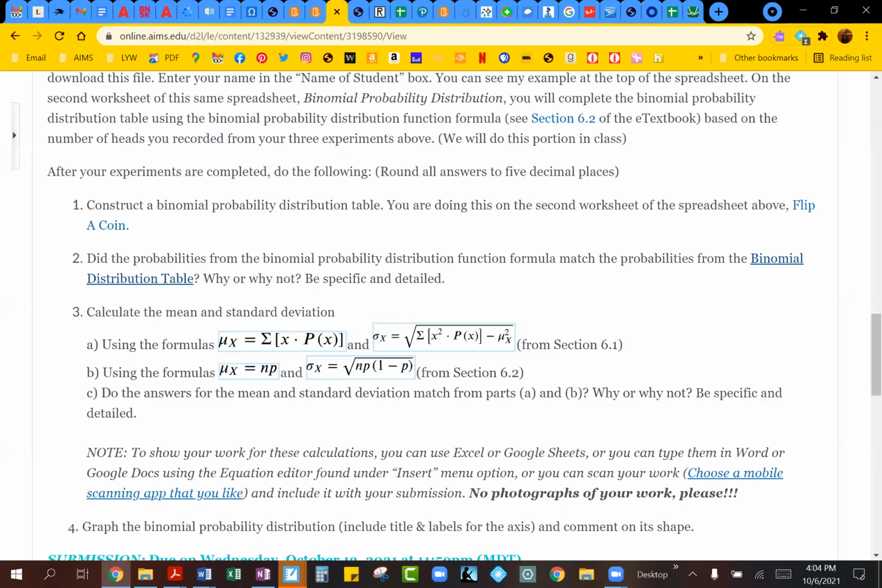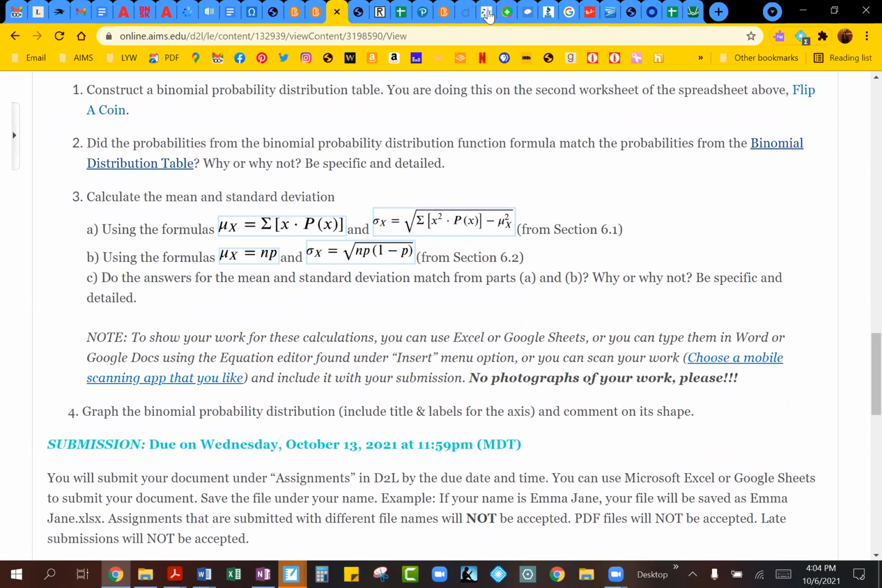So that's what I'm asking you in that second part, is to compare your answers from the formula to the distribution table. And you should see, is that going to be true for all of them or not? And why does that happen? So, you will do that comparison. And then after that, you will be calculating your mean and standard deviation, again, using 2 different formulas coming from 2 different sections of your chapter 6.